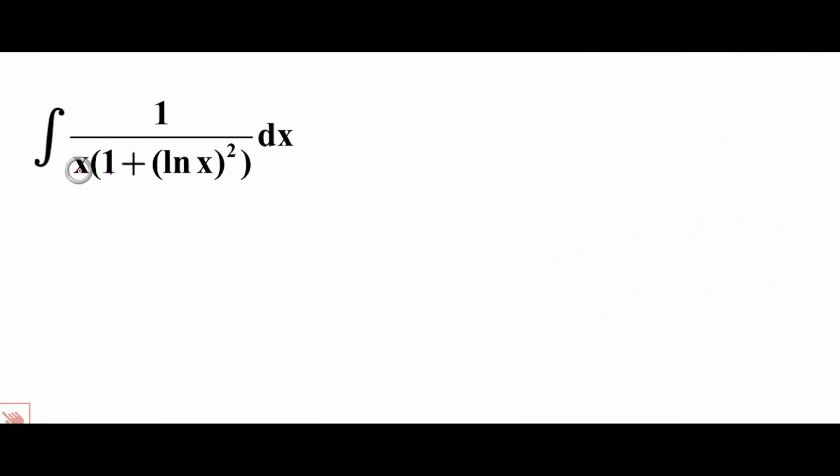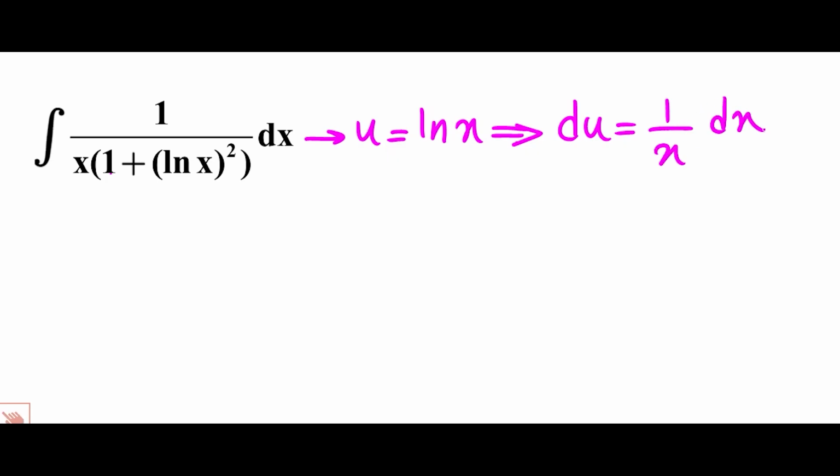Number 5, the integral of 1 over x times (1 plus (ln of x) squared) dx. It looks complex, but look at the components. We see an x in the denominator and a natural log function. So let's use substitution. Let u equals ln of x. So if we take the derivative of both sides, we have du equals 1 over x dx. So look at our integral. The integral of 1 over x dx is du, right?